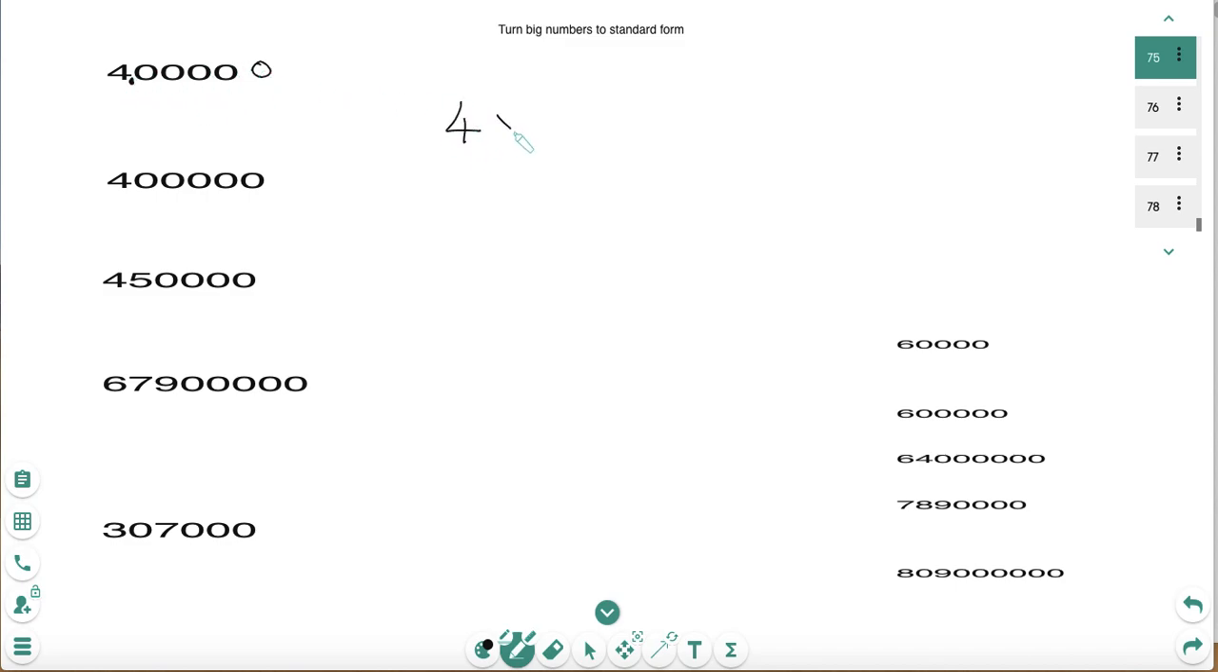I'll write times 10, and my old decimal place was here. And I'm going to count the spaces from my new decimal place to my old decimal place. So 1, 2, 3, 4. And I write to the power of 4.